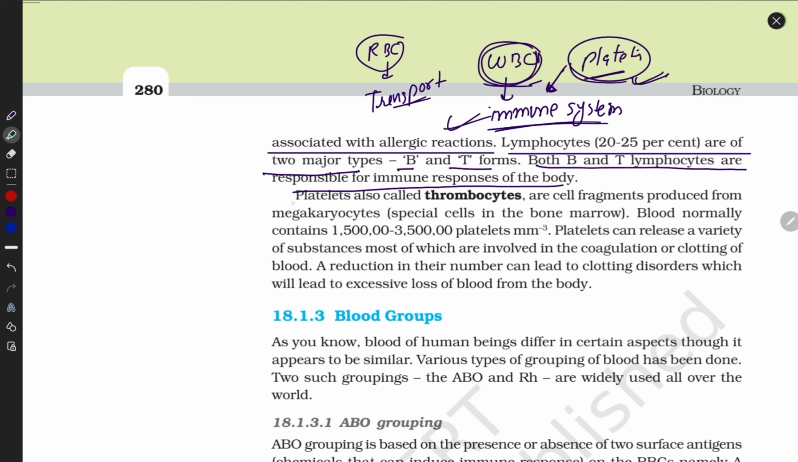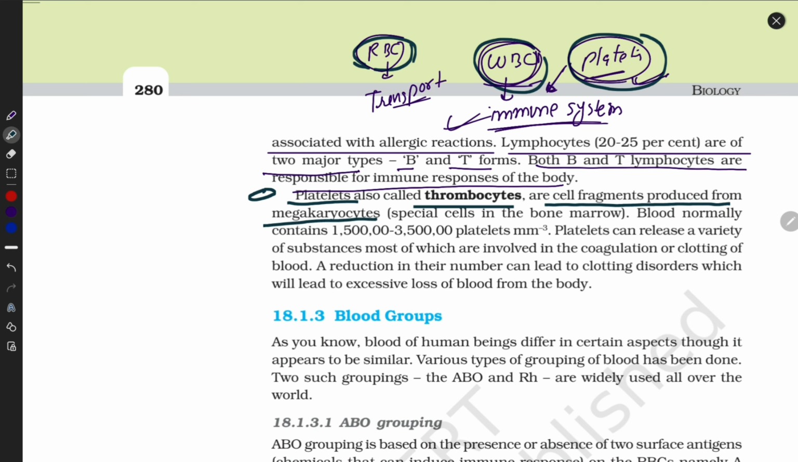Now next is platelets, irregular in shape guys, also called thrombocytes. RBC we can call erythrocytes, WBC we can call leukocytes, and platelets we can call thrombocytes. Thrombocytes are cell fragments produced from megakaryocytes. Megakaryocytes produce what? Platelets.